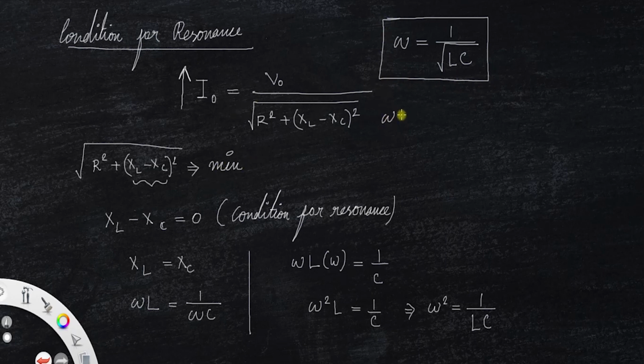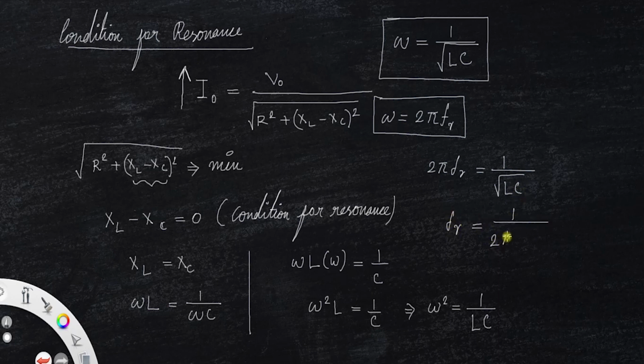But we have omega is equal to 2 pi f. Let us put a suffix here since it is the case of resonance. Angular frequency is always 2 pi f. Therefore, 2 pi fr equals 1 by root LC, and the resonant frequency fr will be 1 by 2 pi root LC. Clear?